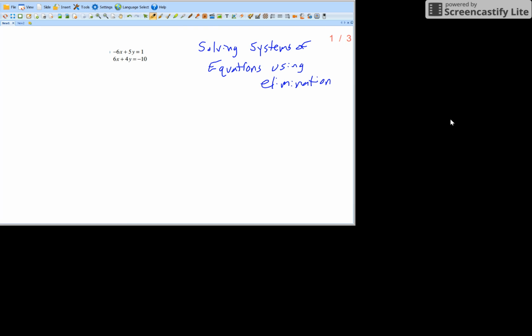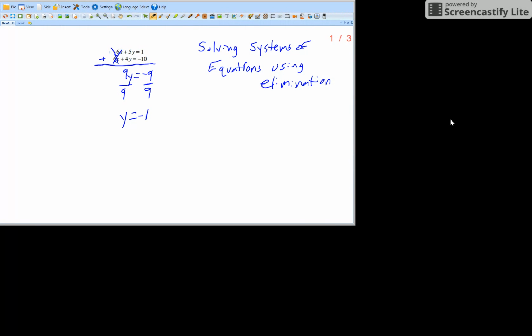So in this example, we see that there is a -6 and a +6. Those when added together will create 0. Therefore, we can eliminate the x variable. So when we see this relationship, we can immediately add these two equations together, cancel out the x's, add the 5y and the 4y to get 9y, add the 1 and the -10 to get -9, and then we can solve for y. We divide each side by 9 and get y equals -1.